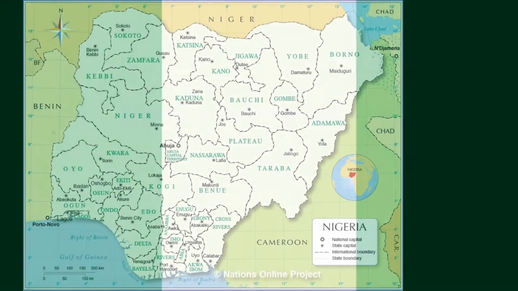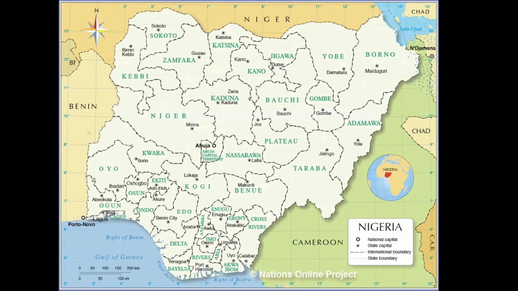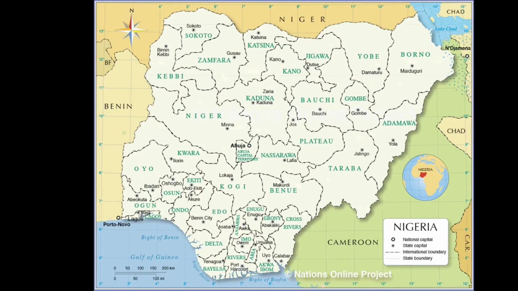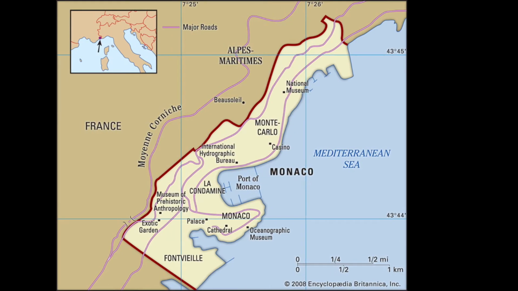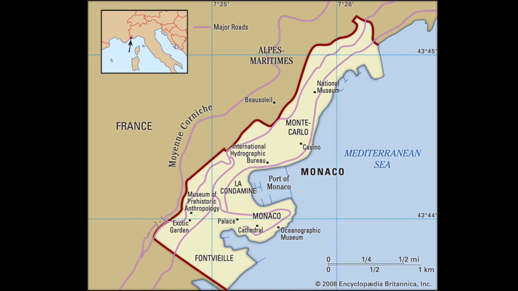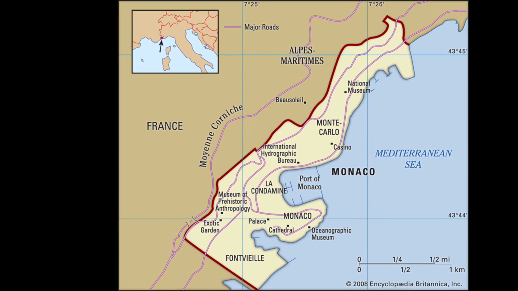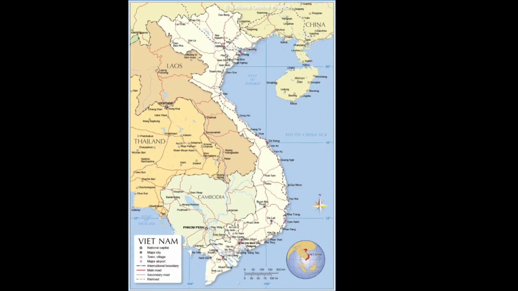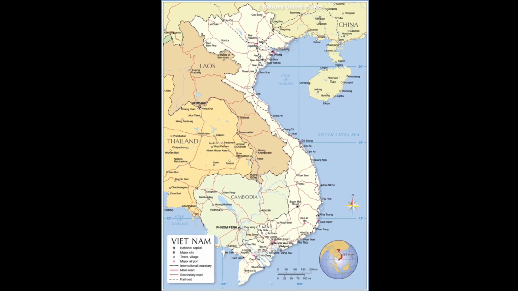Number 6 with Nigeria. Nigeria is in the third stage of the demographic transition model and has a pollution index of 87.35. Number 7 with Monaco. The demographic transition model stage of Monaco is not known, and it has a pollution index of 86.76. Number 8 with Vietnam. Vietnam is in the third stage of the demographic transition model and has a pollution index of 85.92.